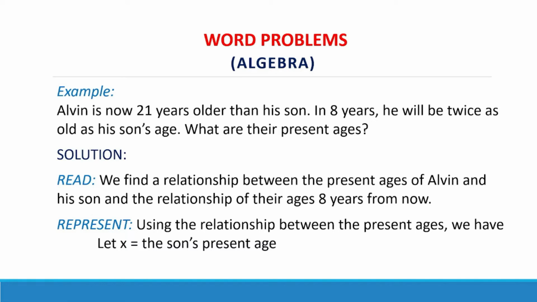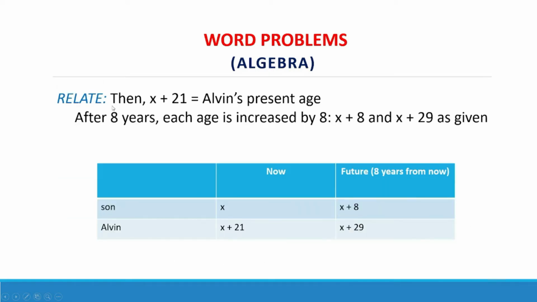Solution. First R is read. We find a relationship between the present ages of Alvin and his son, and the relationship of their ages 8 years from now. Second, represent. Using the relationship between the present ages, we have let x be the son's present age, and relate. Then x plus 21 is Alvin's present age.